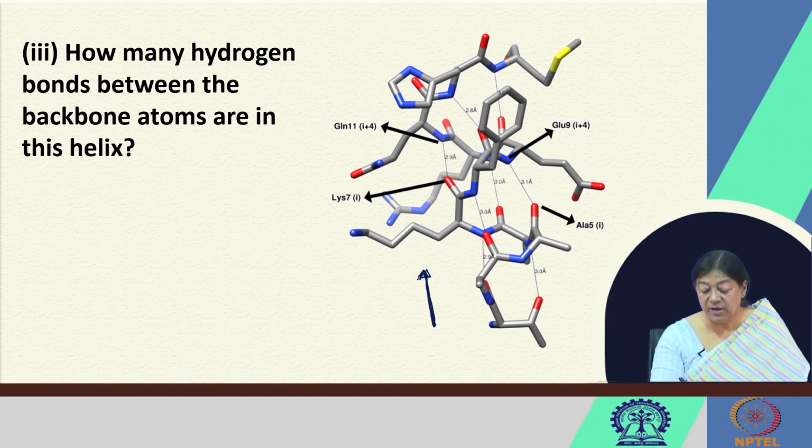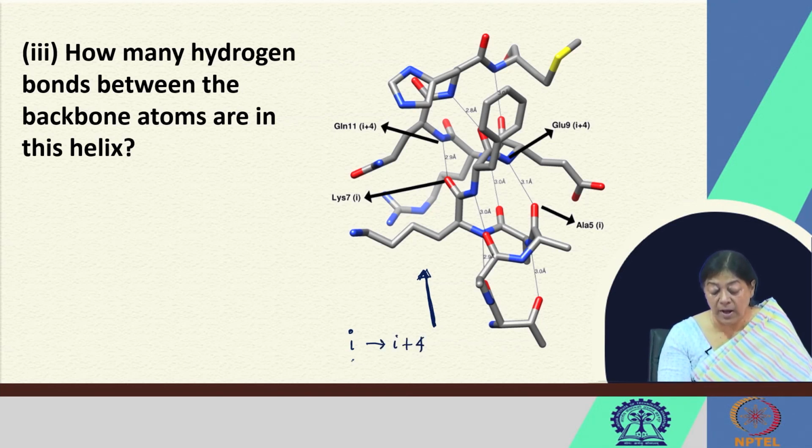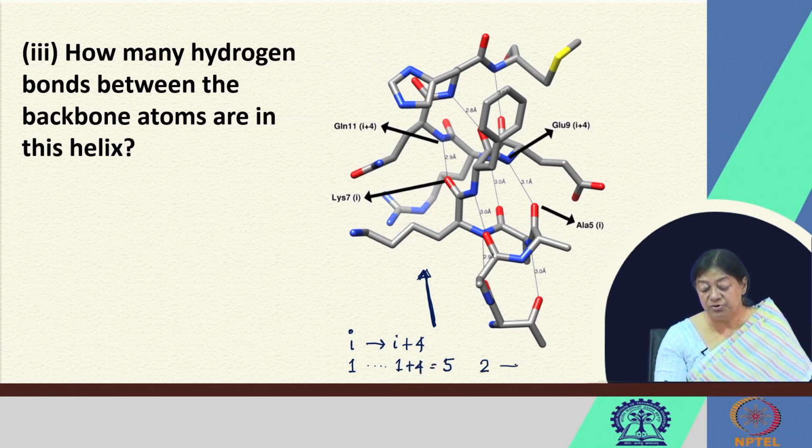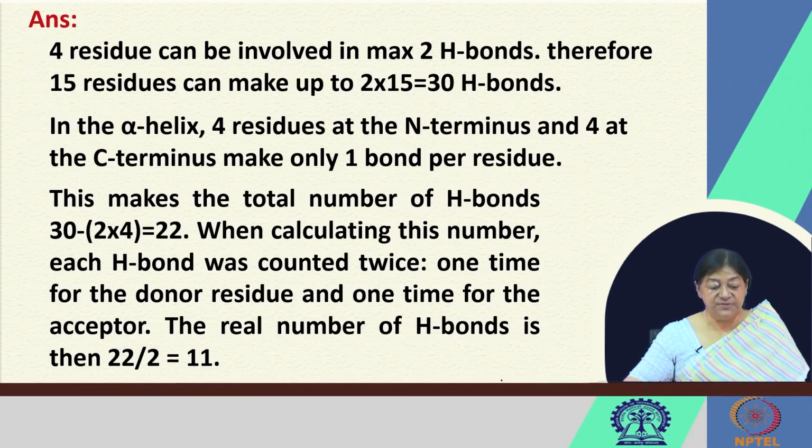What we have here is a hydrogen bond between I to I plus 4. So, residue number 1 of the helix is going to have a hydrogen bond with residue number 1 plus 4, that is 5. Again, residue number 2 is going to have a hydrogen bond with residue number 6, and so on and so forth. But how do we calculate this? We look at this in this fashion.